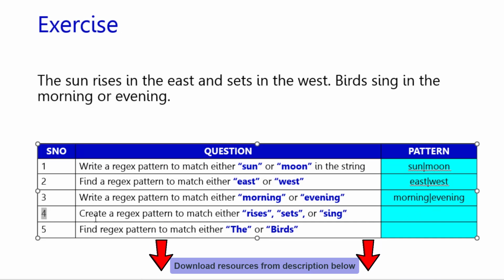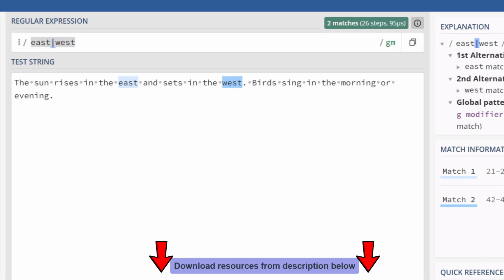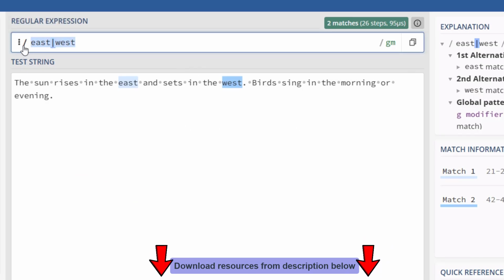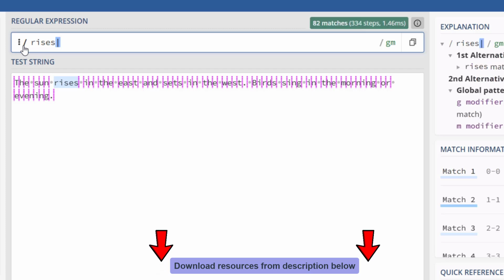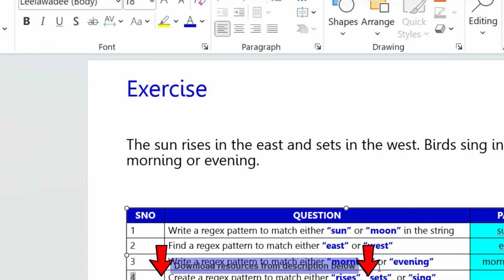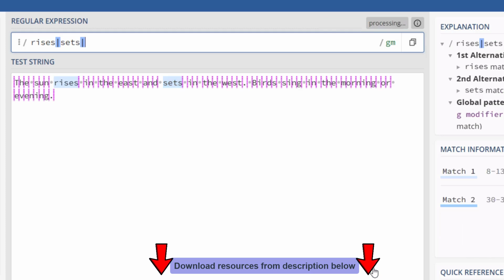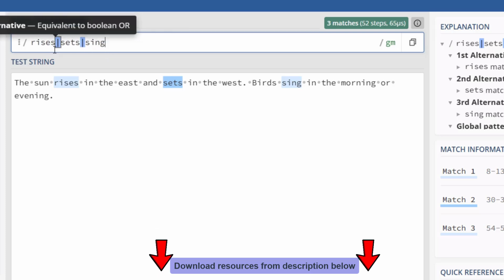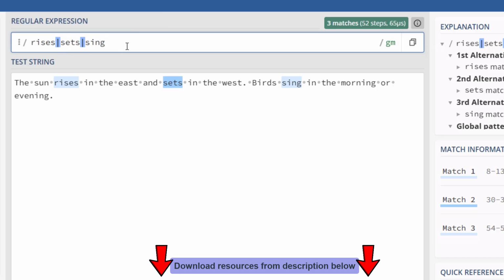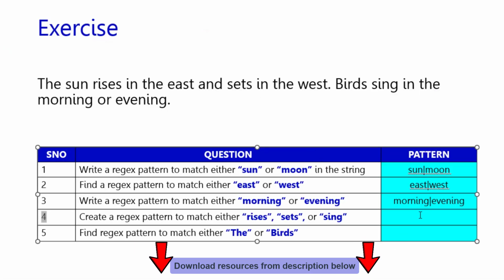Now, can you create a regular expression pattern to match either rises, sets, or sinks? Let me go to my regular expression. Again I have to use the pipe: rises, sets, or sinks. All you need to do is just use pipe. The idea is that we don't have to use the pipe only one time, we can actually use the pipe multiple times. So that's the pattern. Let's copy this and paste it here.